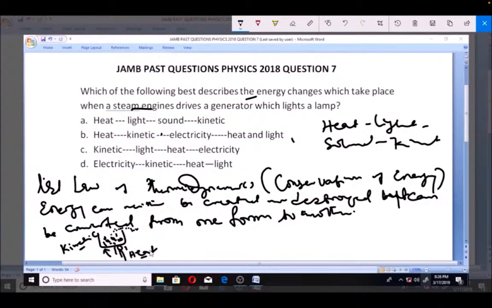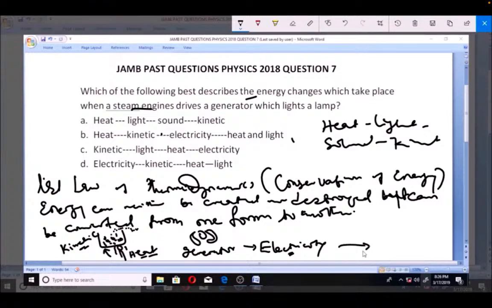When it gains kinetic energy, what do you think will happen? If it gains kinetic energy, it is going to use the force of the motion of the water to turn the shaft of a generator in order to produce what? Electricity. So when it turns the shaft of a generator, it produces electricity. So you notice from heat to kinetic to electricity.